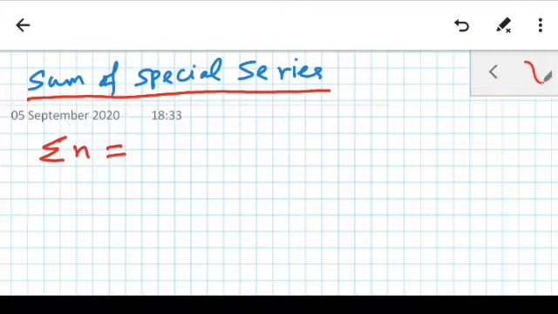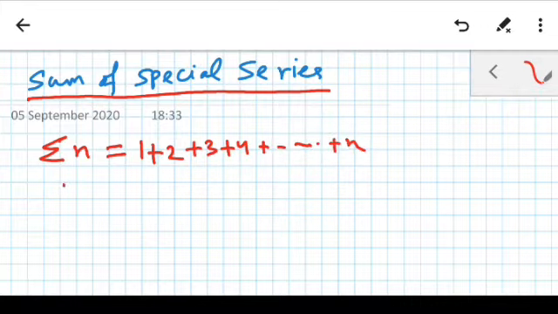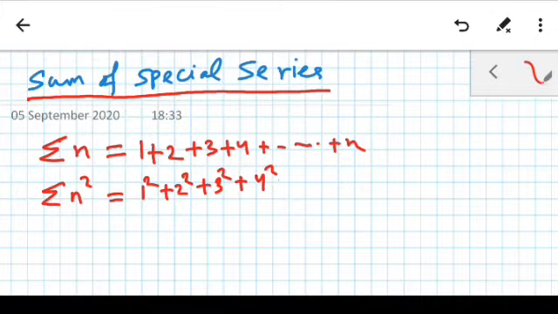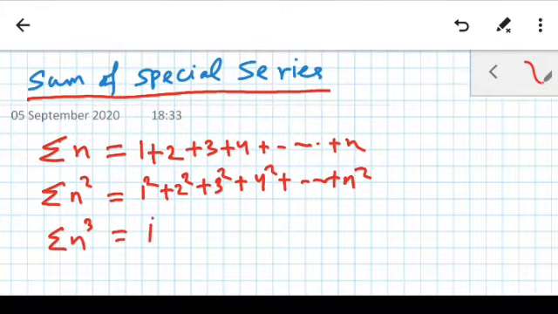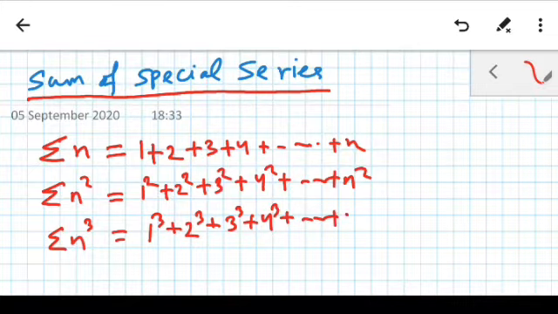So that means it is 1 plus 2 plus 3 plus 4 up to n times. Similarly, secondly, I am going to discuss summation of n square, that is equal to 1 square plus 2 square plus 3 square plus 4 square up to n square. Similarly, third summation series is n cube, which is 1 cube plus 2 cube plus 3 cube plus 4 cube plus up to n cube.